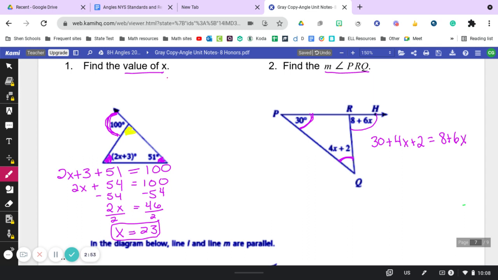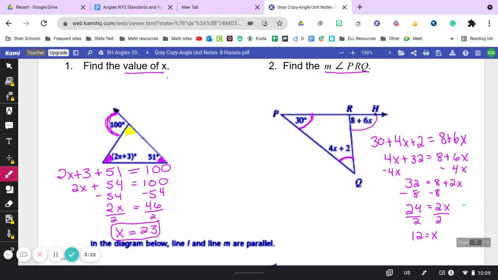Notice that this one's even more dependent on algebra. So I'm going to combine my like terms to get 4x plus 32 equals 8 plus 6x. I'm going to subtract 4x from both sides to get 32 equals 8 plus 2x. Subtract 8 from both sides to get 24 equals 2x. Divide both sides by 2 and get 12 equals x.